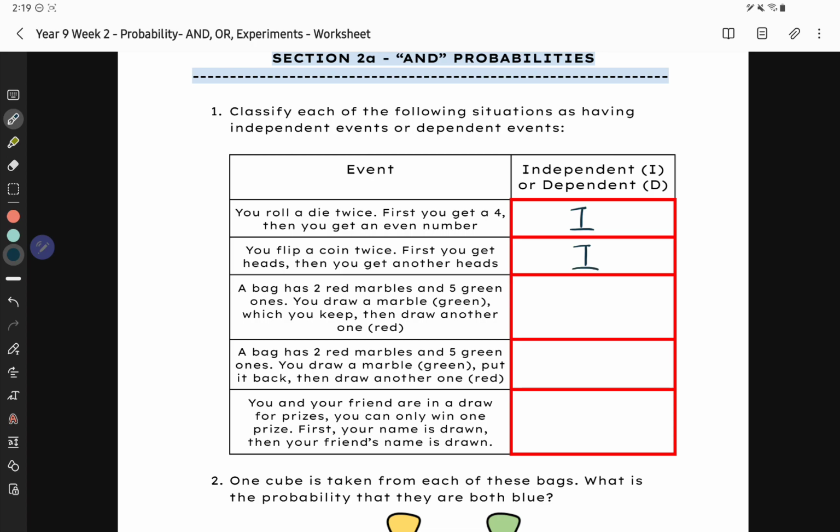Okay, a bag has 2 red marbles, 5 green ones. Once you take one out from the bag, what's left is not the same ratio as before. So the probability actually does change depending on what you pick out. So it is dependent.